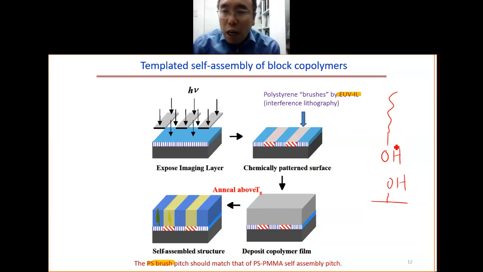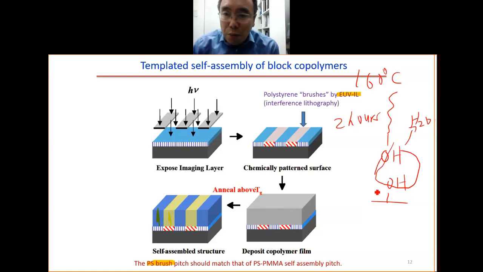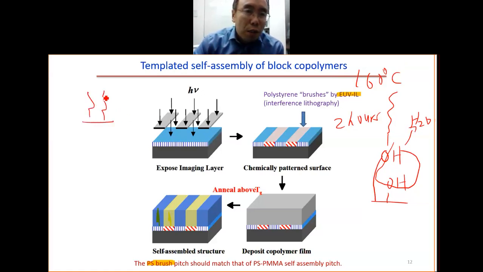Then you do the high temperature annealing process, 160 degrees, for example, 160 degrees for maybe 2 hours. So this will work. Then this will become water. So this way you have this polystyrene oxygen. So the oxygen will be bonded to the substrate. This way you form this monolayer. You form this monolayer with a brush.